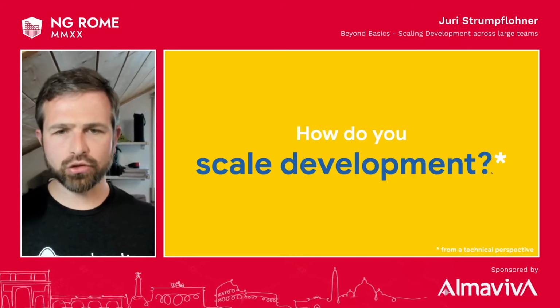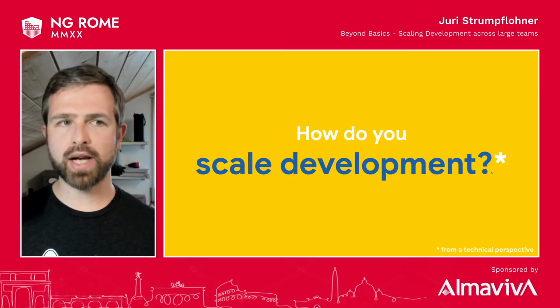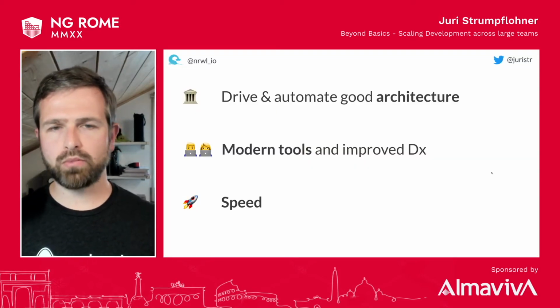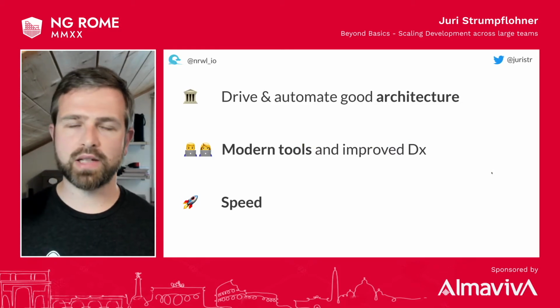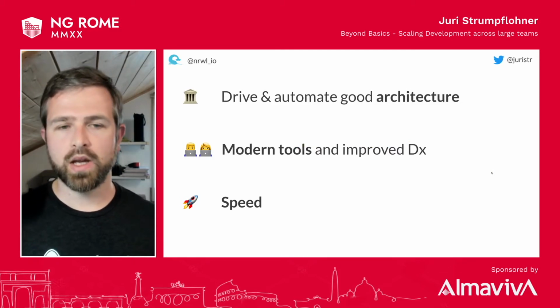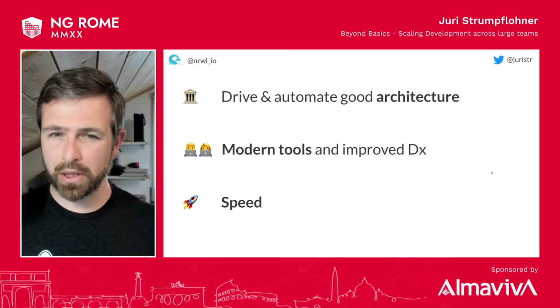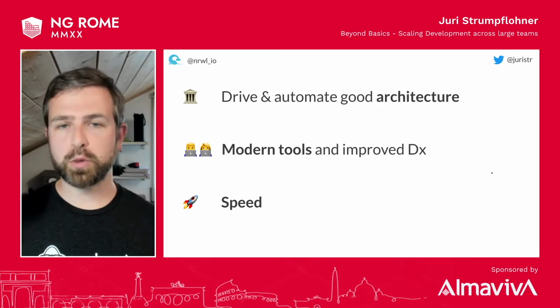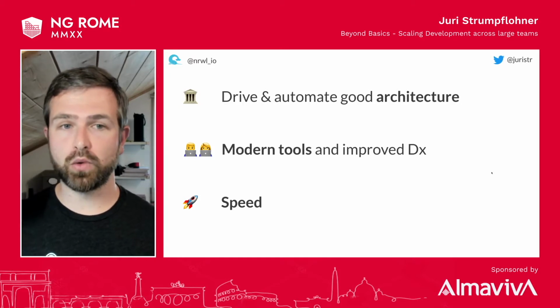So how do you actually scale development? This is what we experience while consulting with clients and usually how we approach those problems. Now, I would like to talk about three main things today. First of all, how you can drive and automate good architecture, and also about modern development tools and improved development experience, because that's actually what makes us productive in the end, and obviously speed. The faster things are on our CI pipeline, the better it is for our productivity.